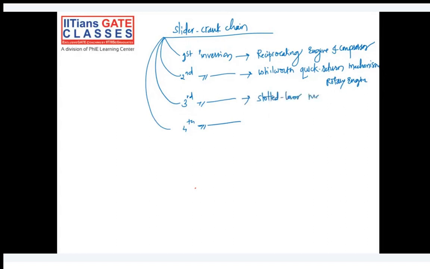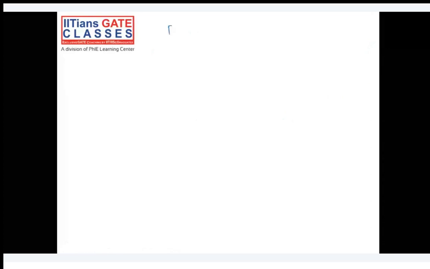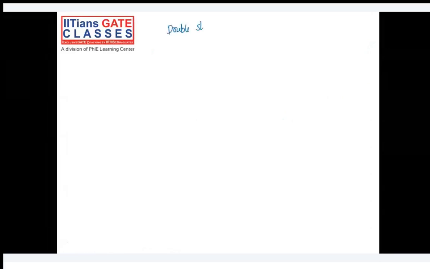Whenever it comes to inversions in the case of the double slider crank chain, we have only 3 inversions, because two sliding pairs are there. So only three inversions are there. The first inversion is the elliptical trammel, used to generate the ellipse.